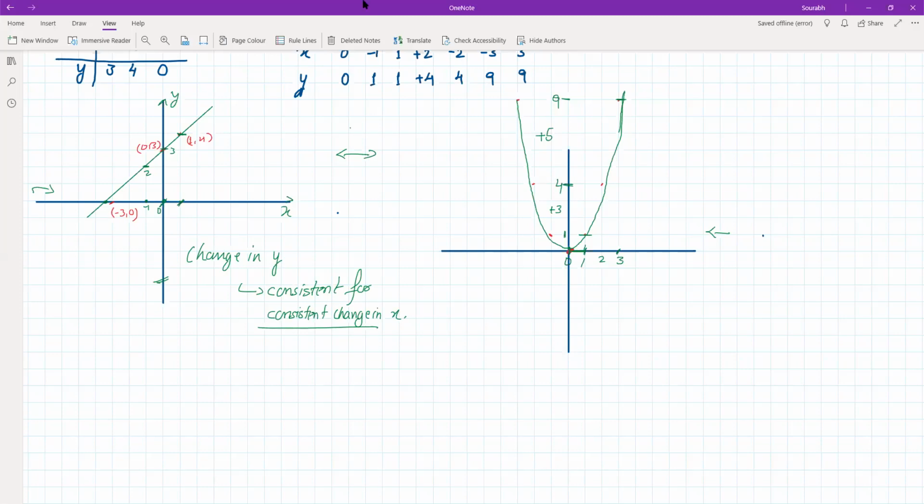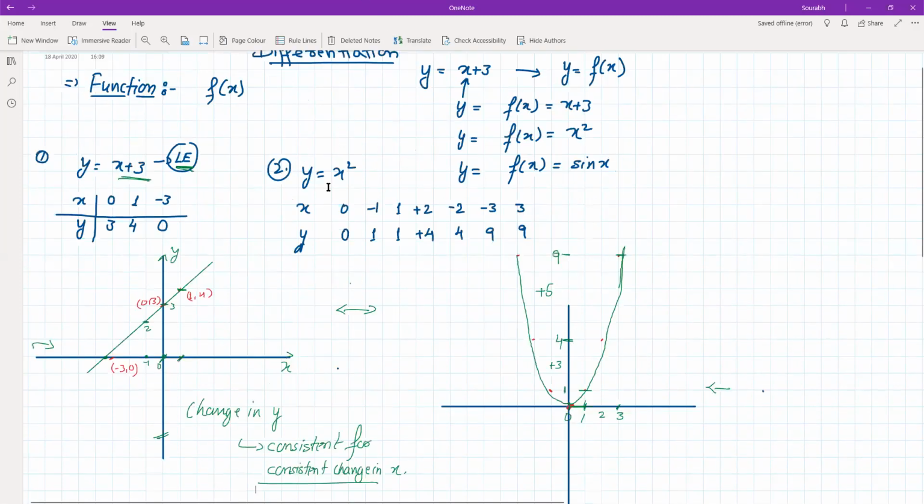For that we can see this table as well as the graph. So here, what is the change in x? 1. And here, what is the change in x? 1. Here, what is the change in x? From 1 it goes to -3. That means it is -4. And the same is the change here.